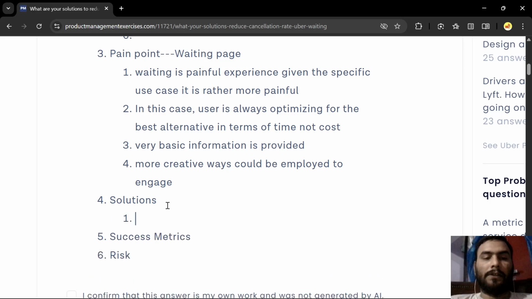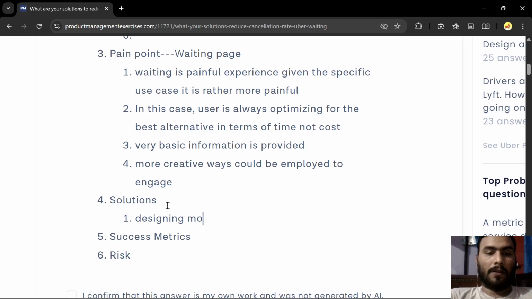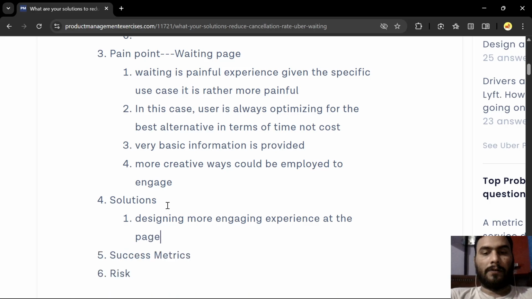Now, if I can think of some solutions for this, solutions could be designing a more engaging experience page.